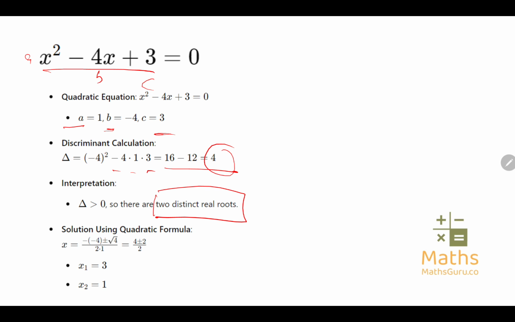So minus b, which is 4, plus or minus the square root of the discriminant, which is 2, and then 2 into a, which is 1. So it would be 4 plus or minus 2 divided by 2. We will get two roots: one is 3 and the other is 1. Okay, let's take one more example.